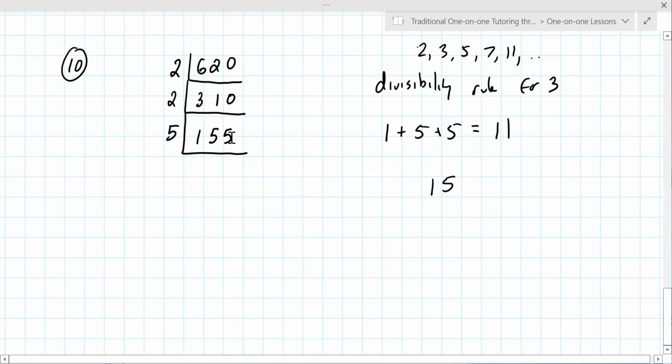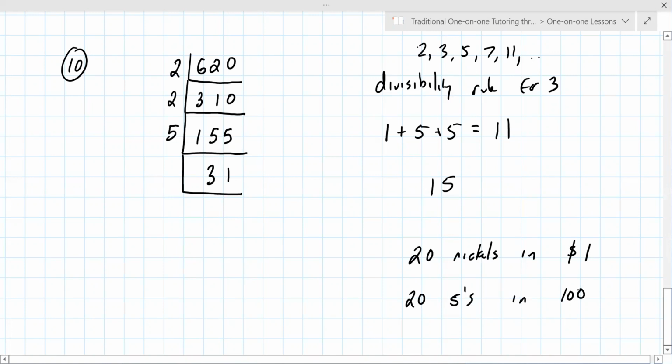5 is for numbers ending in 0 or 5. So this one you may need to come off to the right and do the division, you may not, but if you ever counted nickels to make $1, there are 20 nickels in $1. And the analogy is that there are 20 fives in 100. Sometimes that helps to figure that division out quickly.